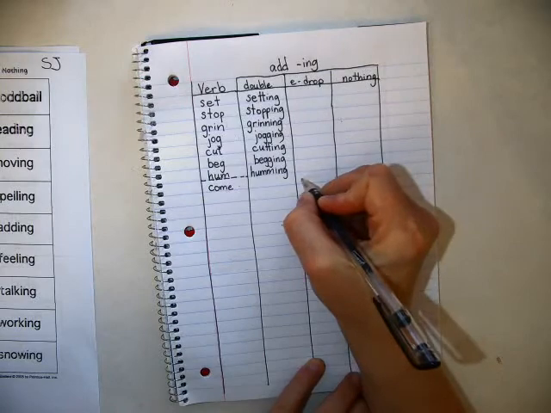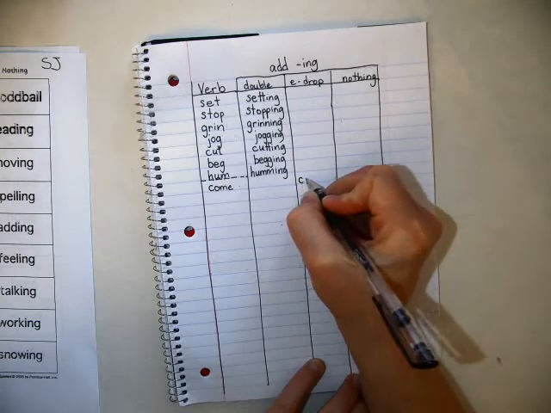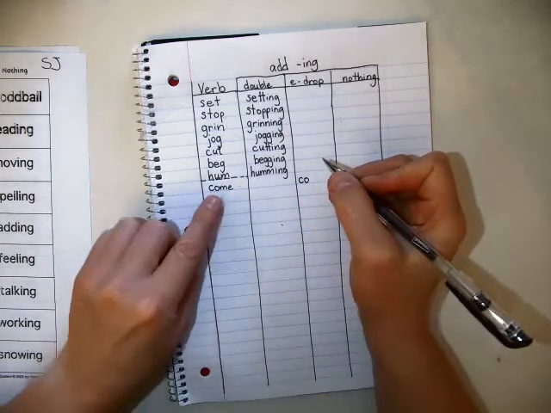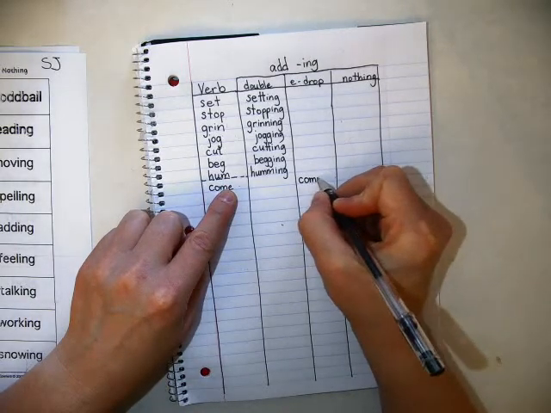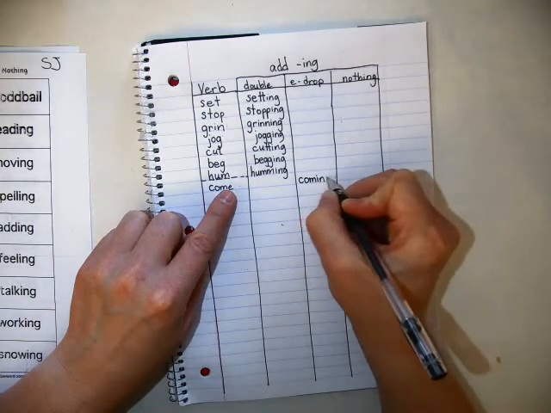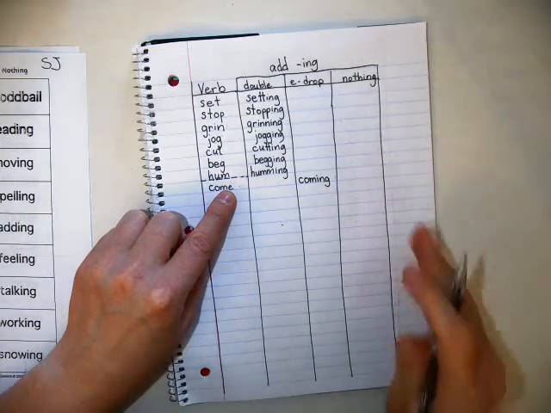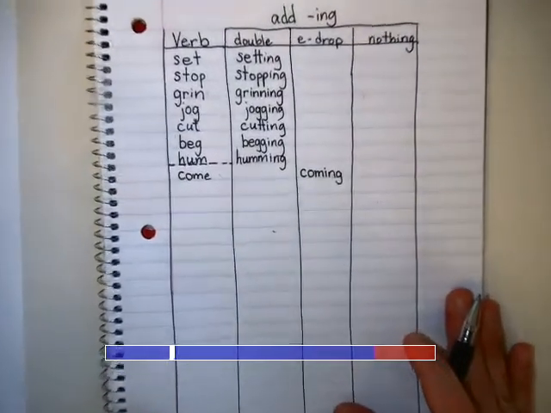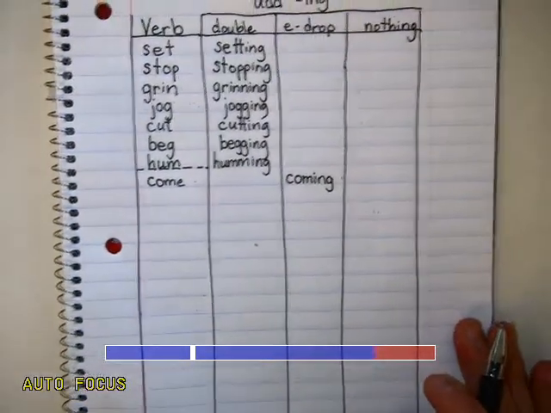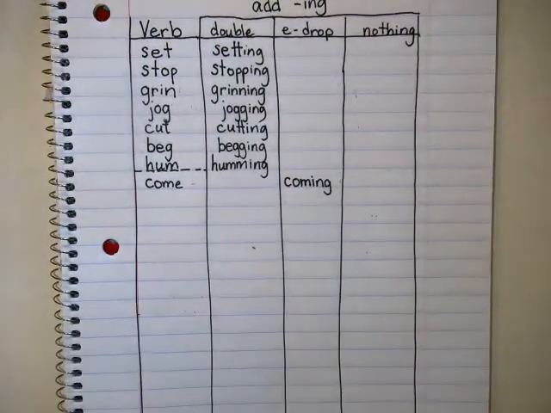You are going to drop the E and add an ing. Most of the time, when your verb ends with an E, in order to get an ing, you've got to take the E out. Okay? So, we just took the E out, now we've got coming. Zoom in just a little bit for you. Coming. Alright, your next word is going to be hike.